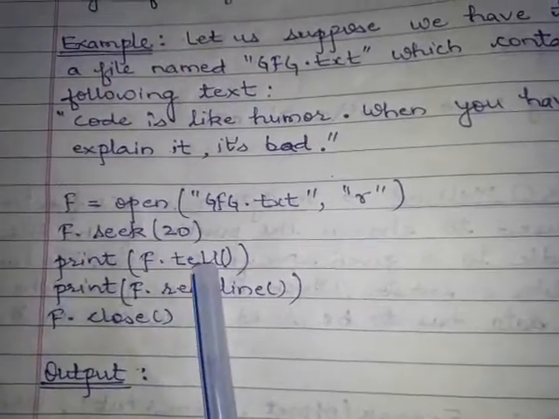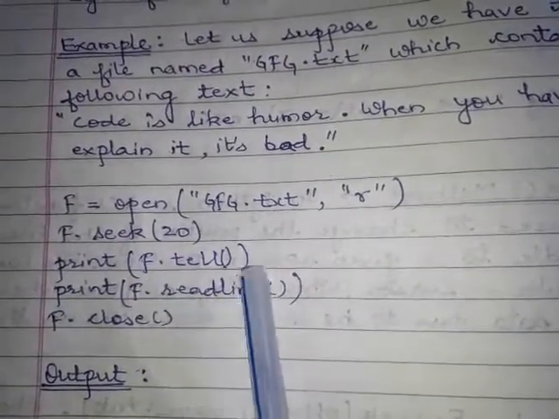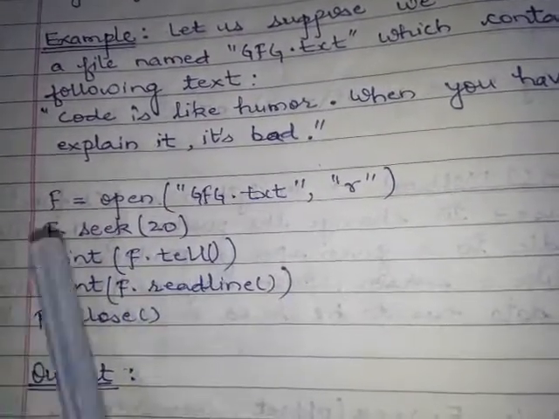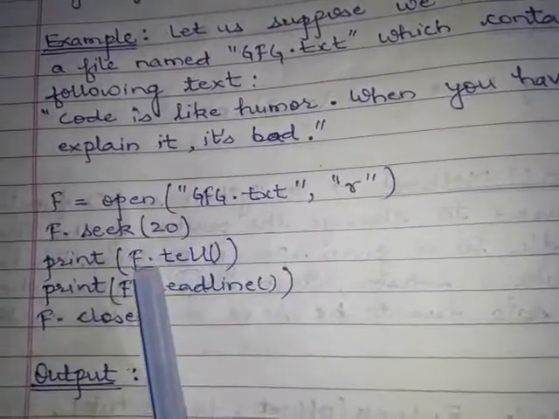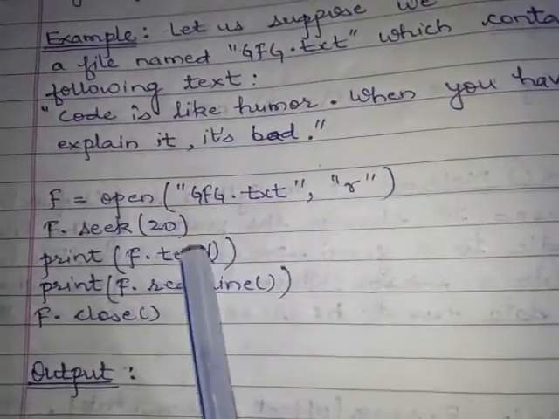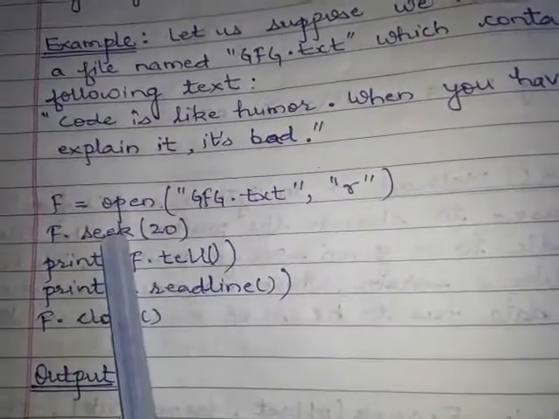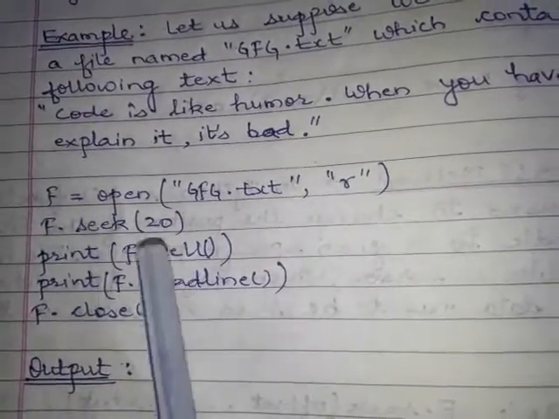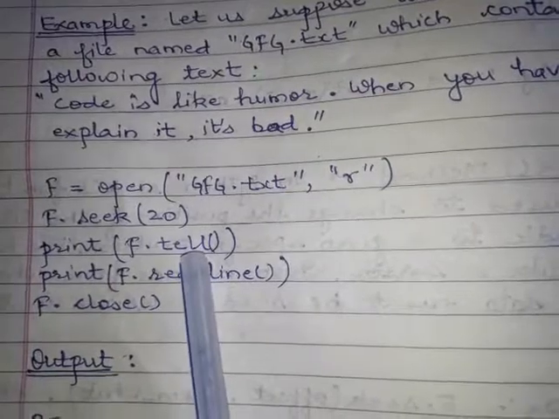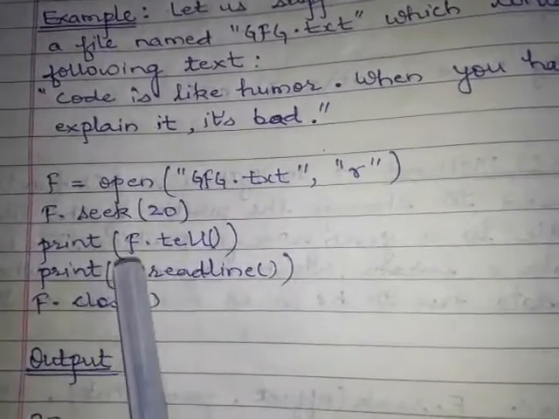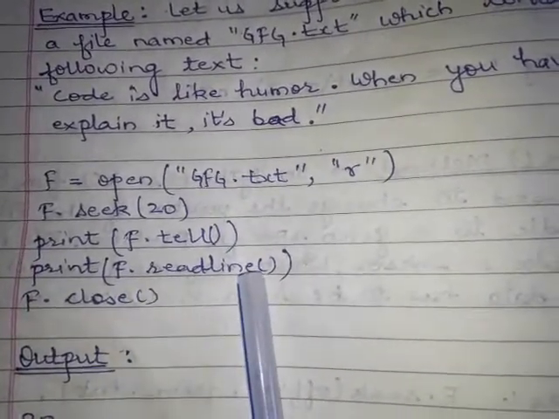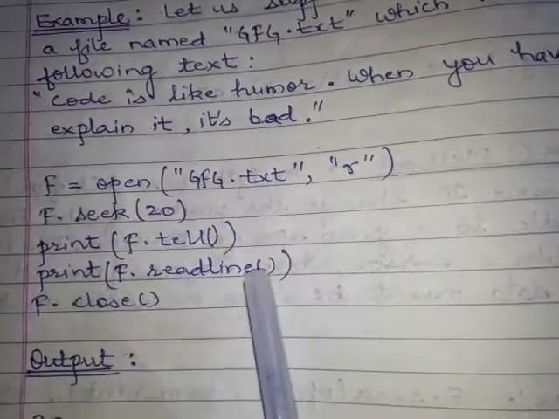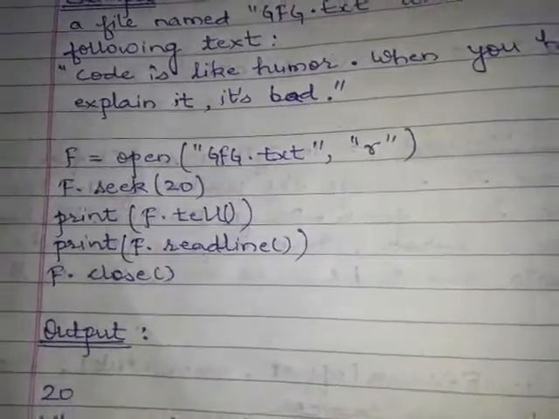Print f.tell(). f.tell() is another method which shows the current position of the file handler. f.tell() returns the current position of the file handler. After the seek method, the file handler moves 20 bytes forward from the beginning. Okay, so f.tell() will return 20. Print f.readline(). After moving 20 bytes forward, read the content of the file. Okay.